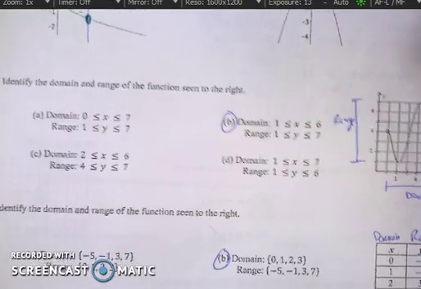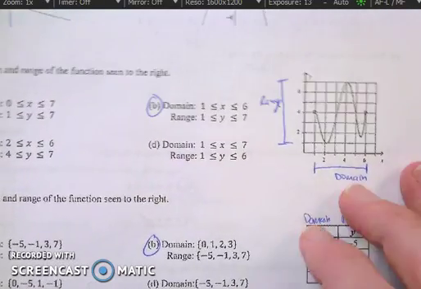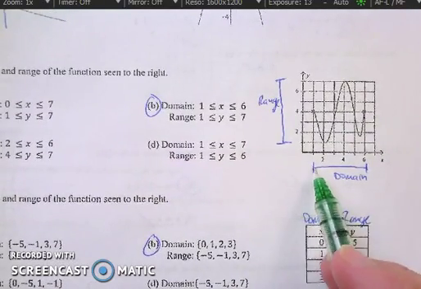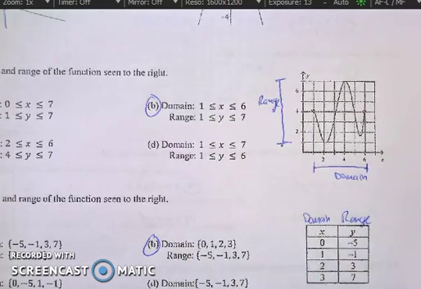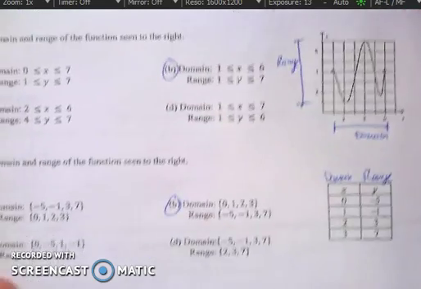Number 30, the first one, we have our domain and range. The domain is the x value. It goes from 1 to 6. The range goes from 1 to 7. B is our answer. Do the same thing on the next one.